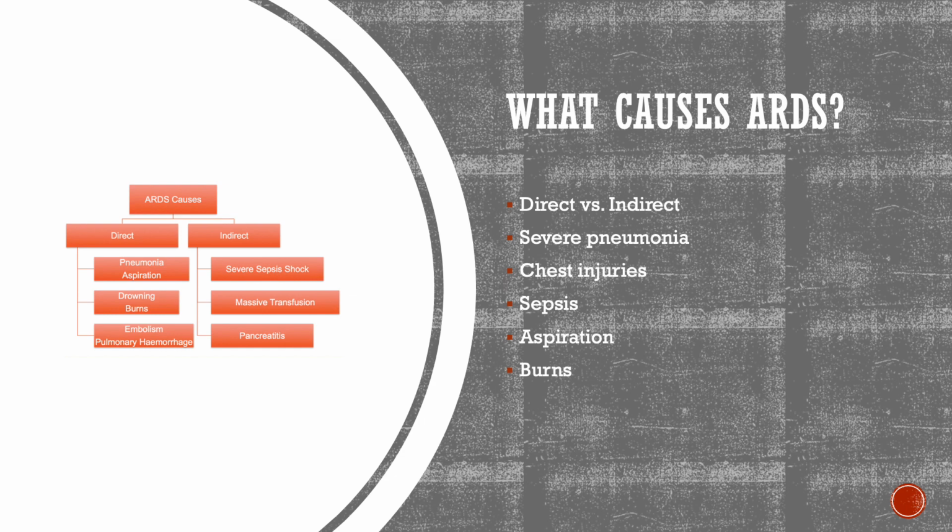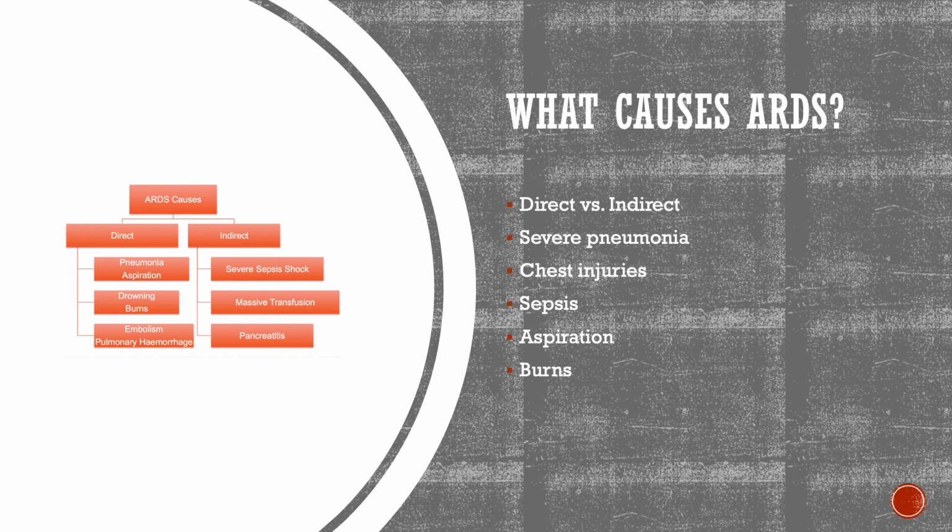When looking at ARDS, or acute respiratory distress syndrome, it is important to understand how you get ARDS. ARDS can happen in a number of ways. They're typically broken down into direct or indirect exposures. Direct exposures would typically consist of when the organism has direct contact with the lungs.